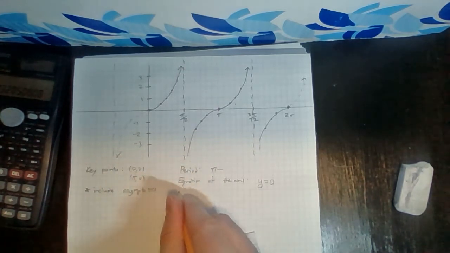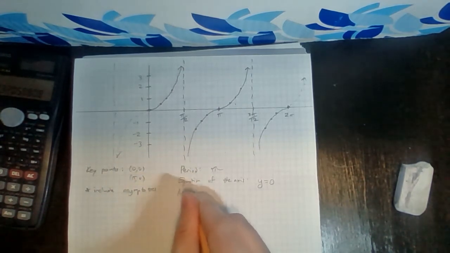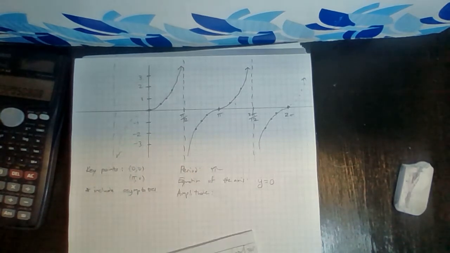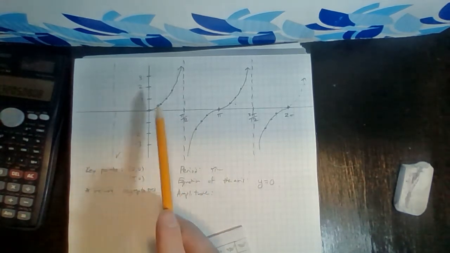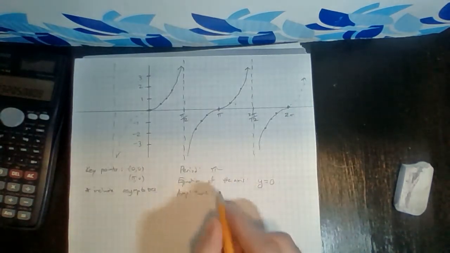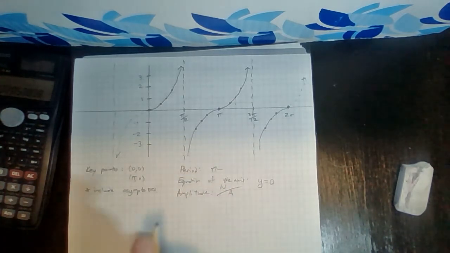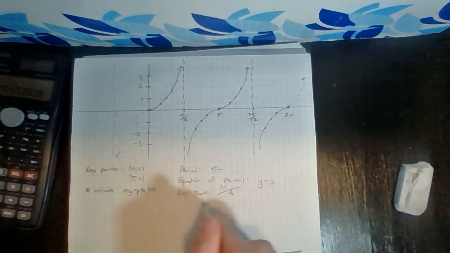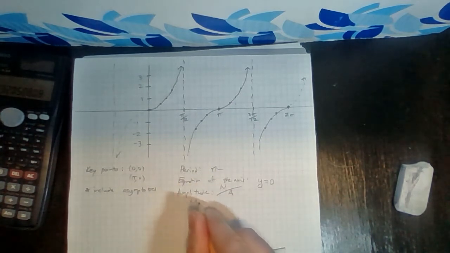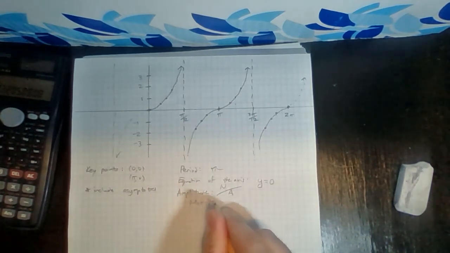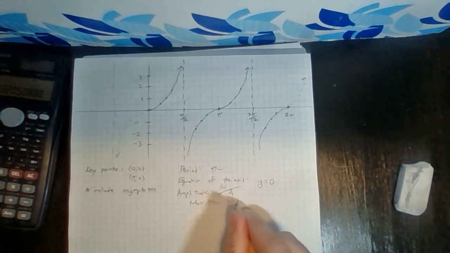Our amplitude, we skipped in that last one. I'm realizing amplitude of a regular sine and cosine function is 1. It means how high above that axis do we go. Here, we're going up forever. We're going towards that asymptote, so we don't have an amplitude. We can't measure an amplitude, and we can't measure our max and min.